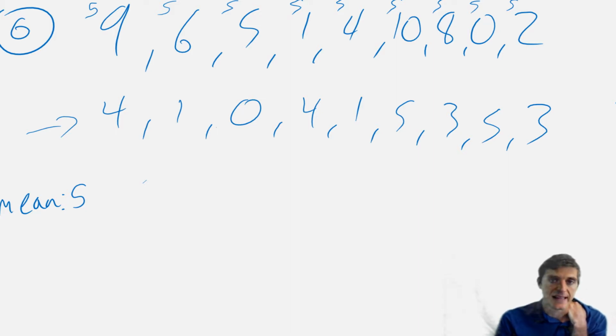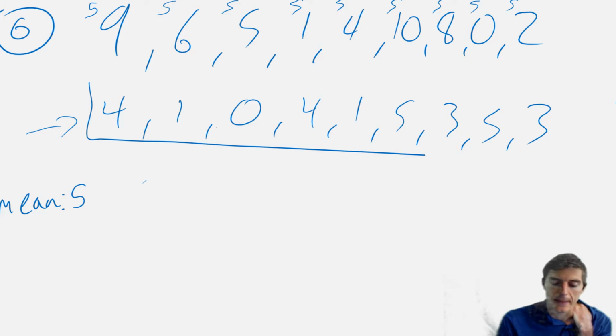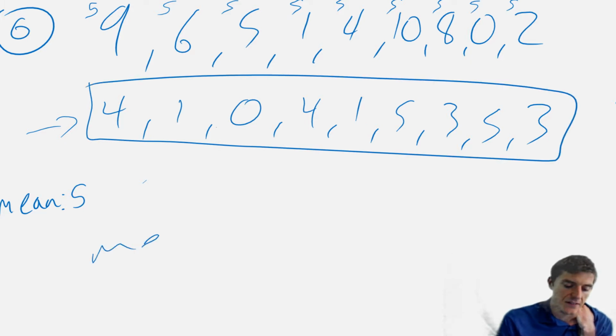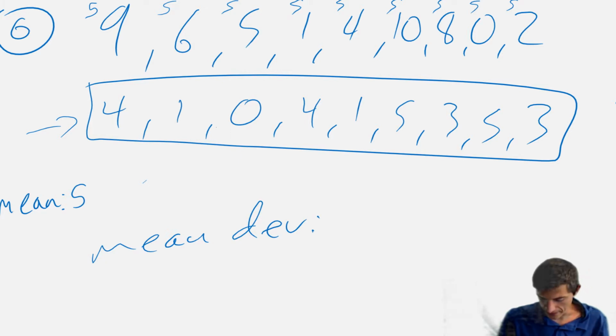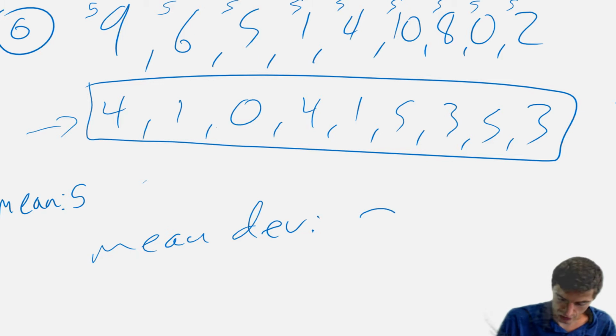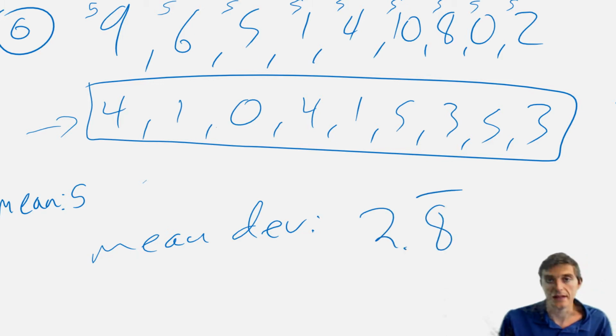So to find the mean deviation, I just find the mean of this. So the mean deviation is going to be 4 plus 1 plus 0 plus 4 plus 1 plus 5 plus 3 plus 5 plus 3 divided by, there's 9 of them. So you should get 2.8 repeating, right? Or 2 and 8 ninths if you're fancy.